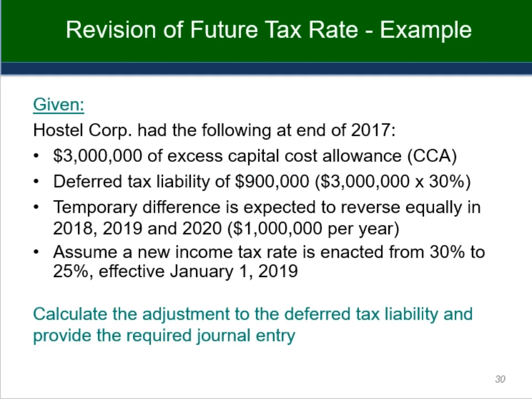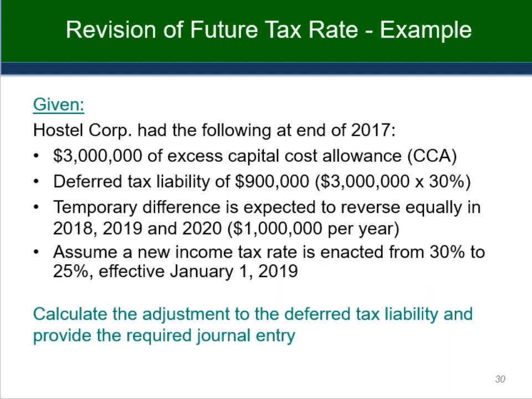So an example, Hostile Corporation had the following at the end of 2017. They had a $300 million balance of excess capital cost allowance. So that's capital cost allowance in excess of the accounting depreciation amount. So we've deducted a whole bunch more. Eventually, that's going to come to roost, and we're going to have to pay it back. So that future taxable timing difference will result in a tax liability. So there's a deferred tax liability of $900,000, 3 million times 30%.